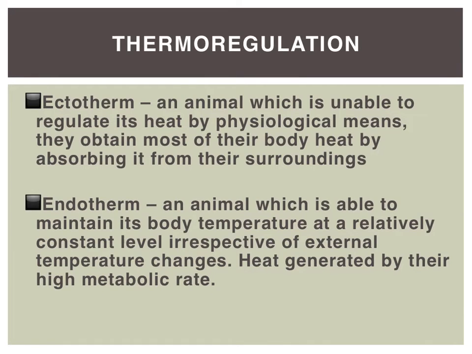Now, before we do that, I'm just going to talk about some differences in thermoregulation. So you've got two different strategies here as well, where you've got conformers and you've got regulators. And we've got these words here, an ectotherm. Now, an ectotherm is an animal which isn't able to regulate its heat by physiological means. So it's not using physiological homeostasis. They get most of their body heat by absorbing it from the surroundings. And an example of that would be reptiles.